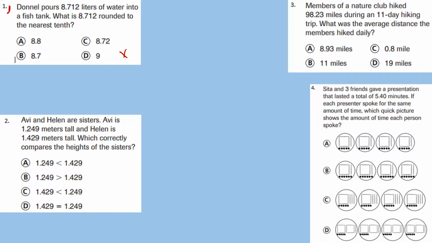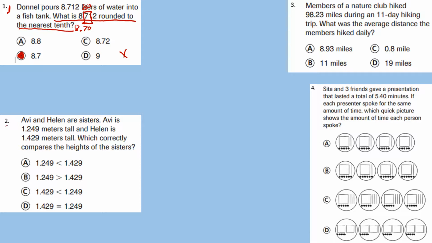Donnell pours 8 and 712 thousandths liters of water into a fish tank. The question is, what is 8 and 712 thousandths rounded to the nearest tenth? Well, the number 7 is in the tenths place, so look at the digit behind it. We get 71, and 71 is in between 70 and 80. It's closer to 70, so the answer is 8 and 70 hundredths, or 8 and 7 tenths. The answer is B.